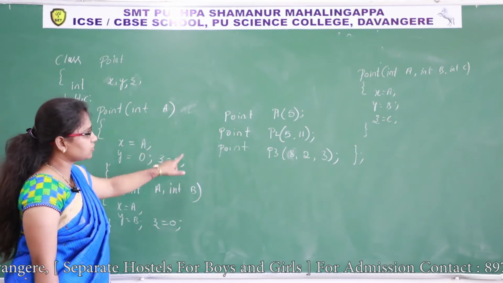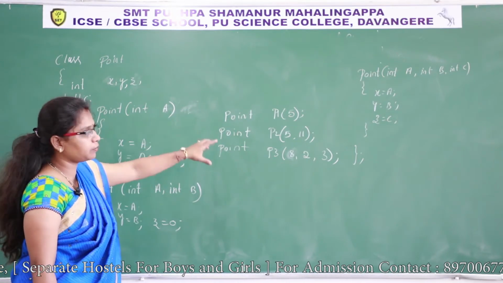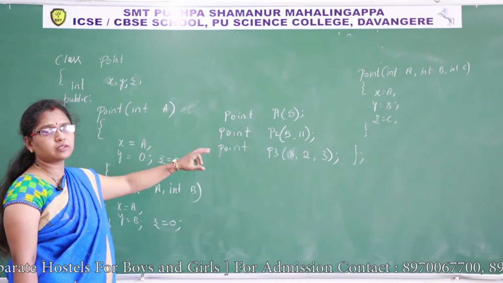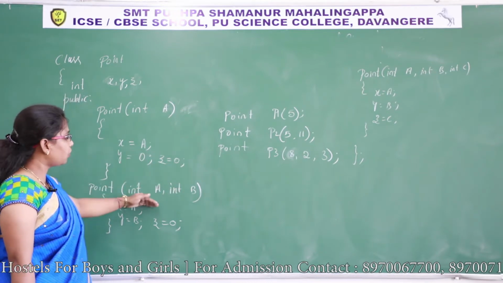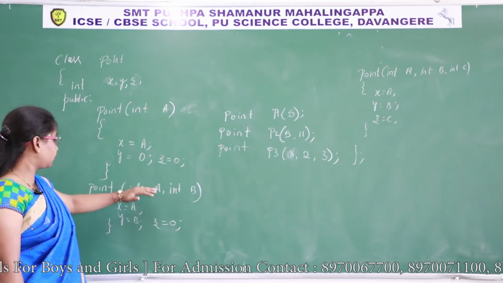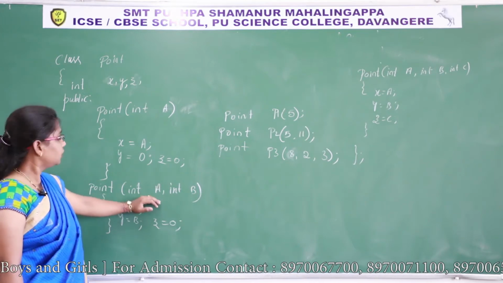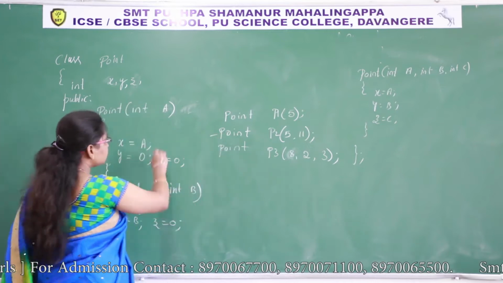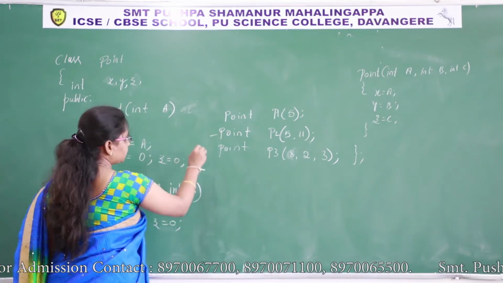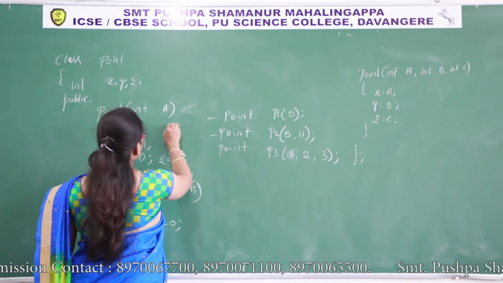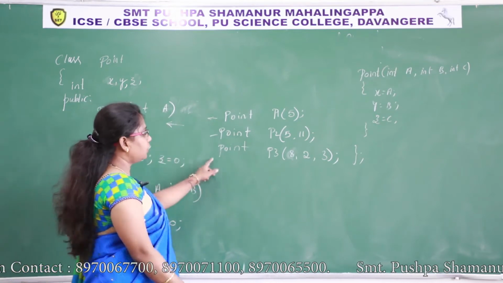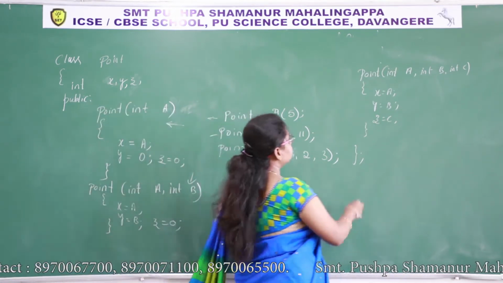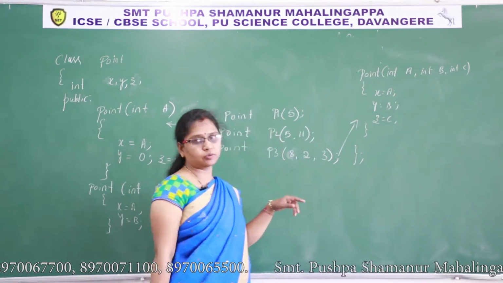There must be a matching constructor. When you are passing any parameters, however many parameters you are passing from the main function, that many arguments you have to declare in the function header or in the constructor header. Here is a 2-argument constructor. So for this object creation, which constructor will execute? This constructor will execute. And for the third object creation, this constructor will execute.